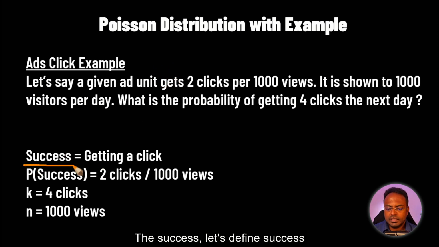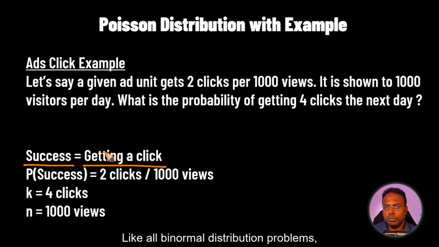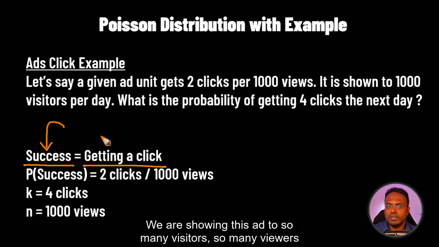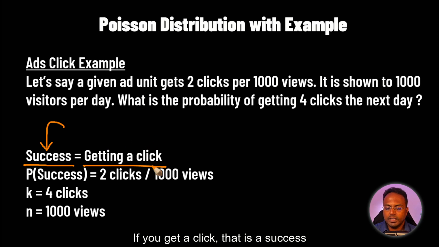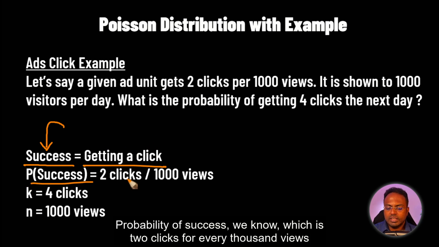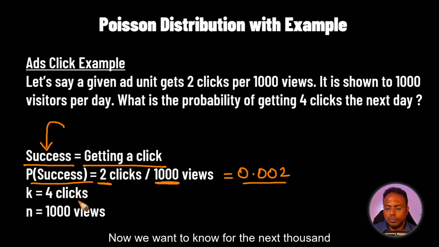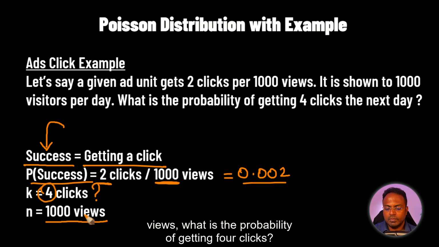The success, let's define success. Success is getting a click. Like all binomial distribution problems, we will define success first, which is getting a click. So we are showing this ad to so many visitors, so many viewers. If you get a click, that is a success. Probability of success we know, which is 2 clicks for every 1,000 views. So this translates to 0.002. Now we want to know for the next 1,000 views, what is the probability of getting 4 clicks?